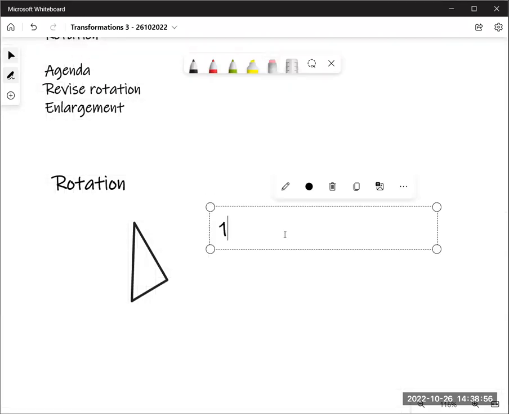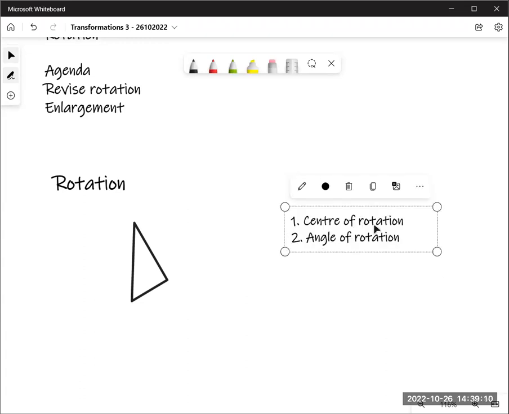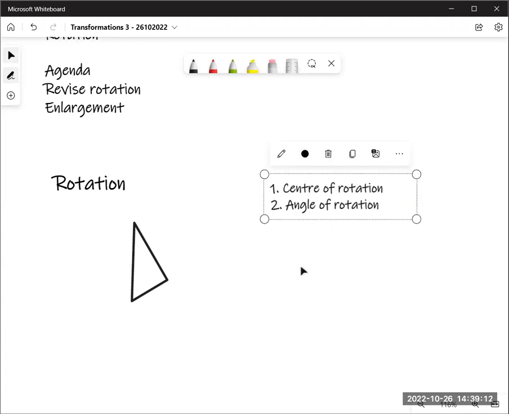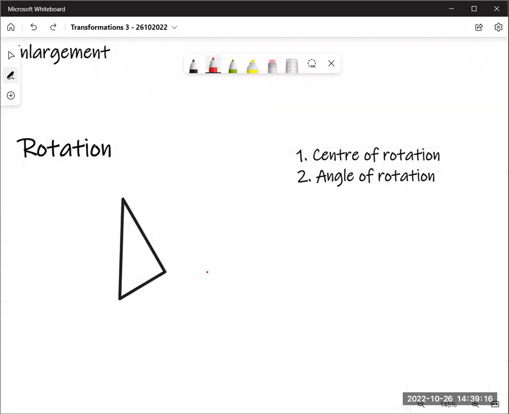So step 1, center of rotation. Step 2, angle of rotation. Those are the 3 things we're going to look at. So let's say if the center of rotation is right here, where is it? Right here.